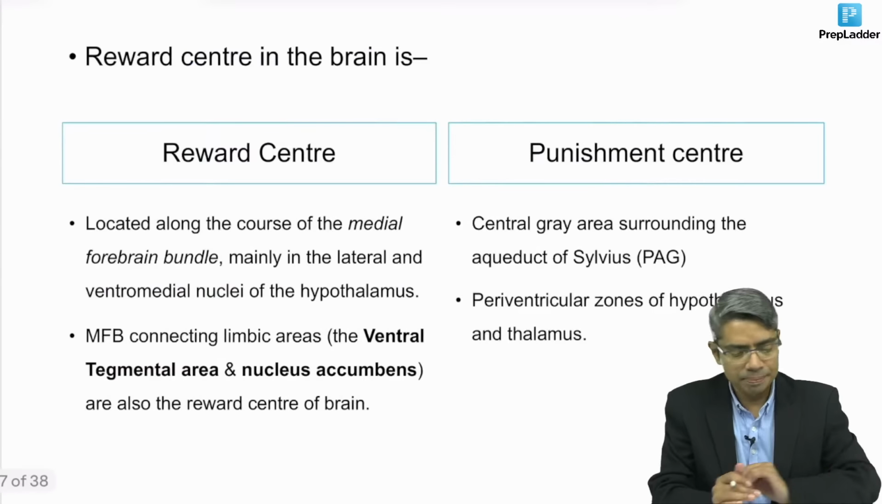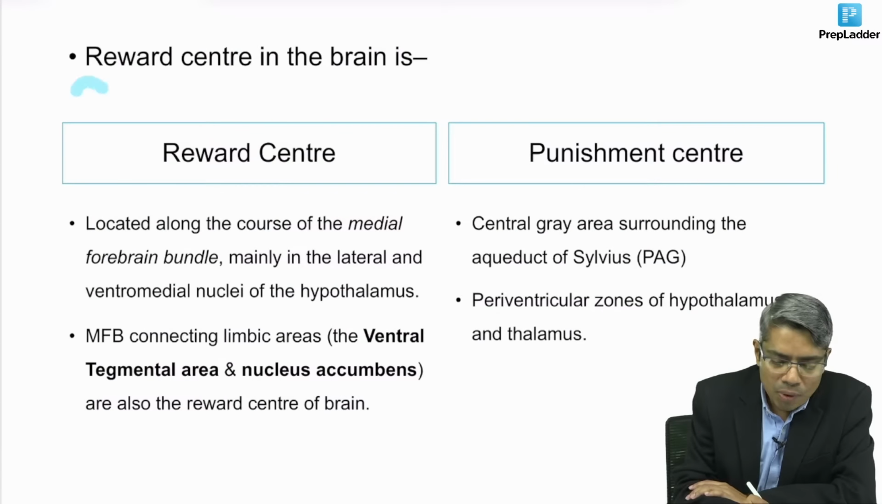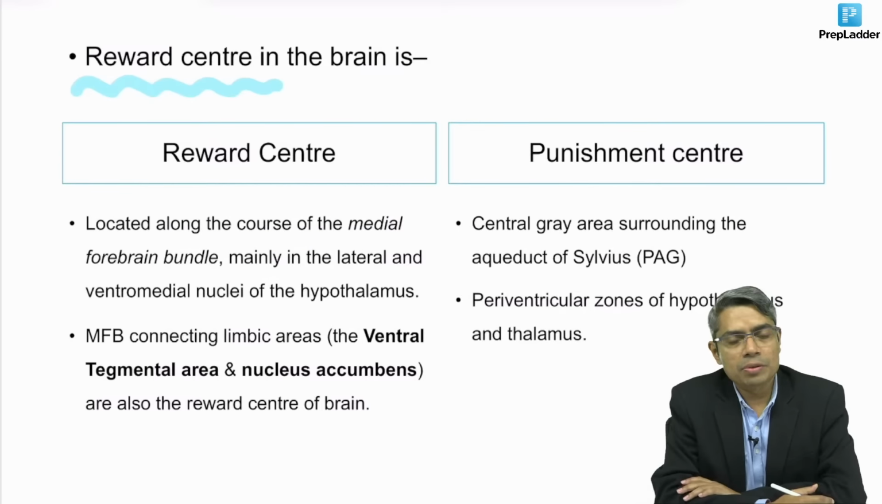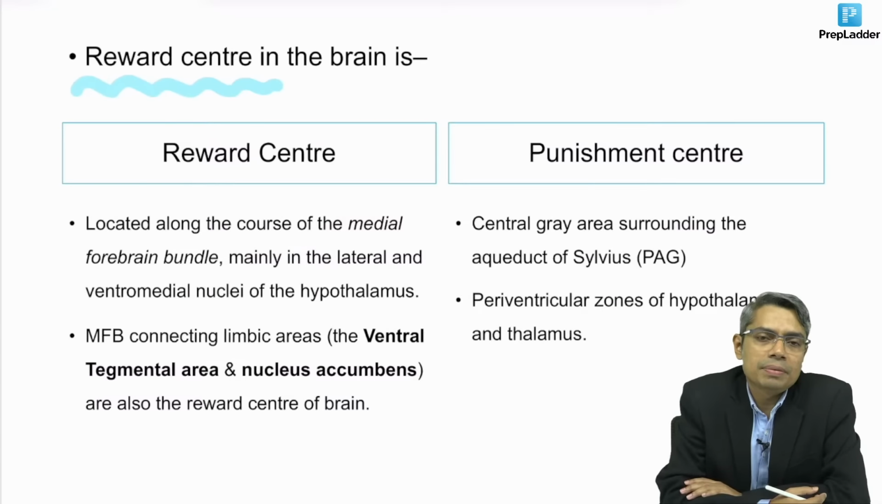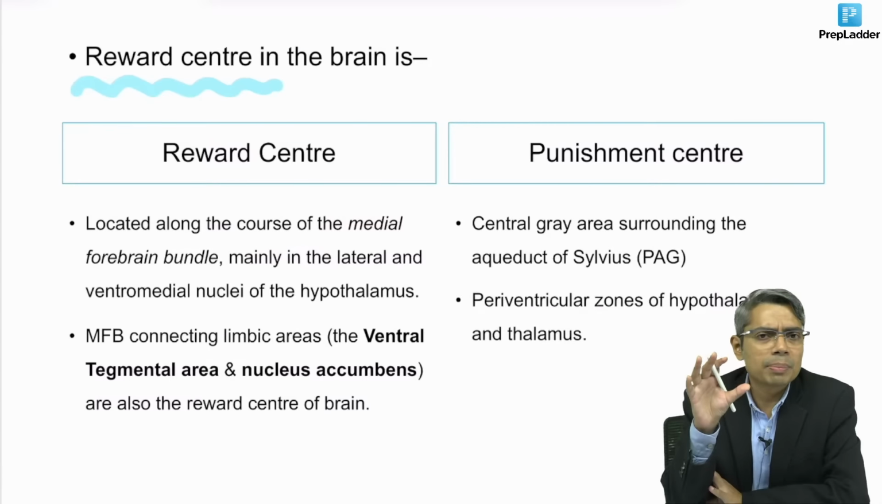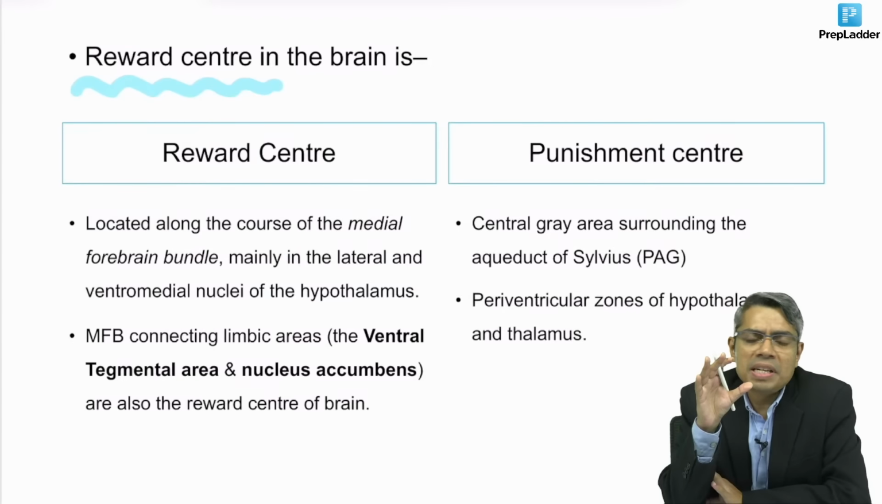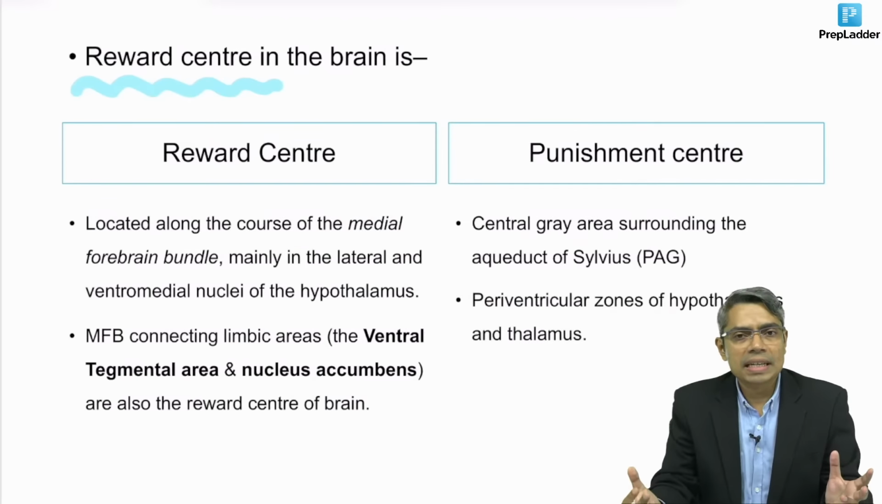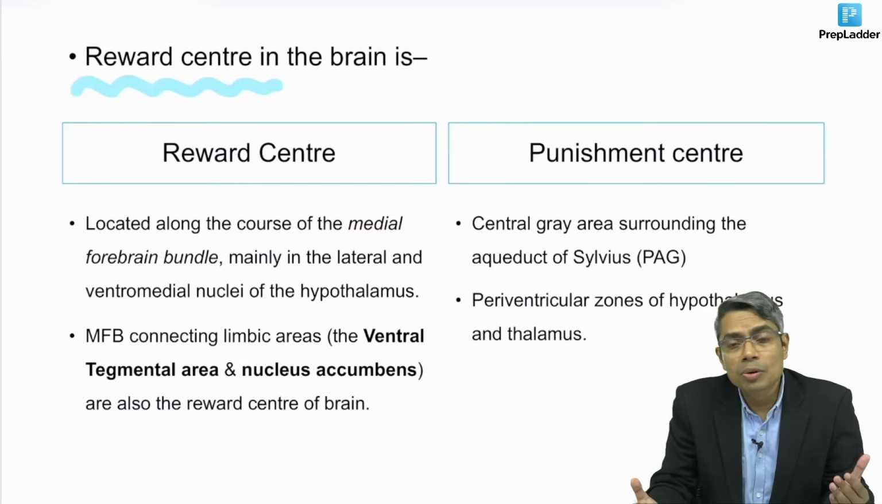Okay. Next is the reward center in the brain. I have written some of the information because this question can be given not only for the reward center, the punishment center can also be given. Reward center means there is a part of the brain which, if stimulated, you will feel that you are getting some reward, some benefit, some feel-good sensation. That center is known as a reward center.